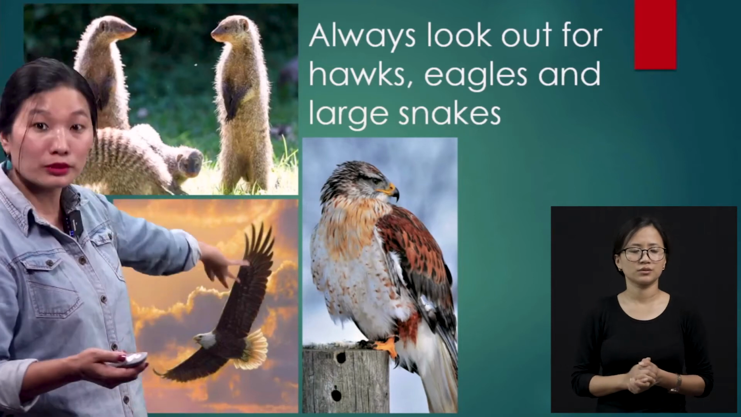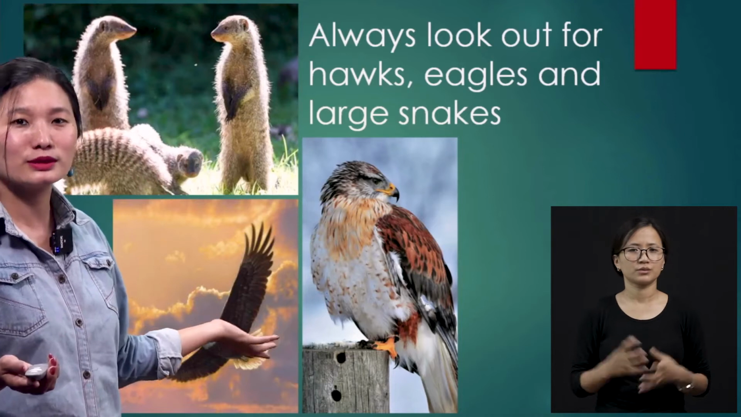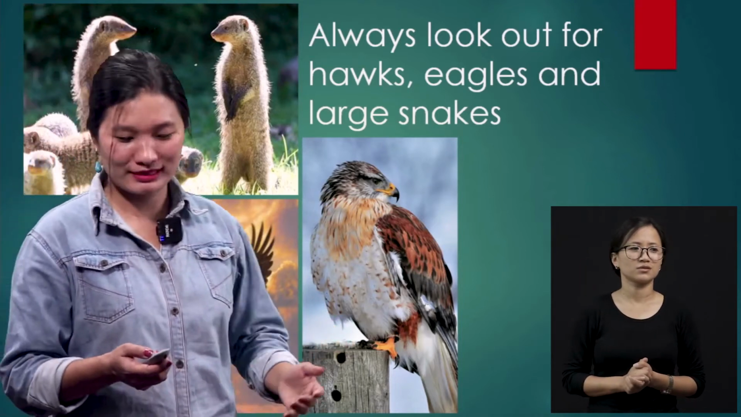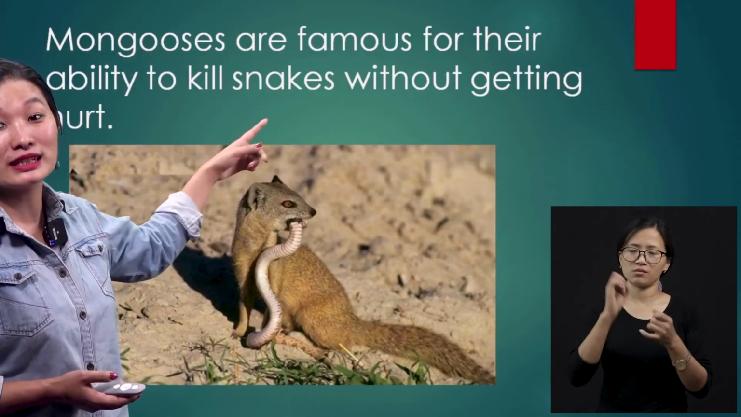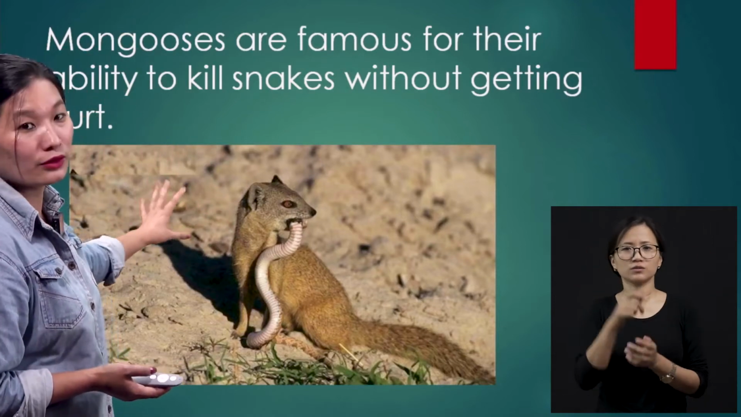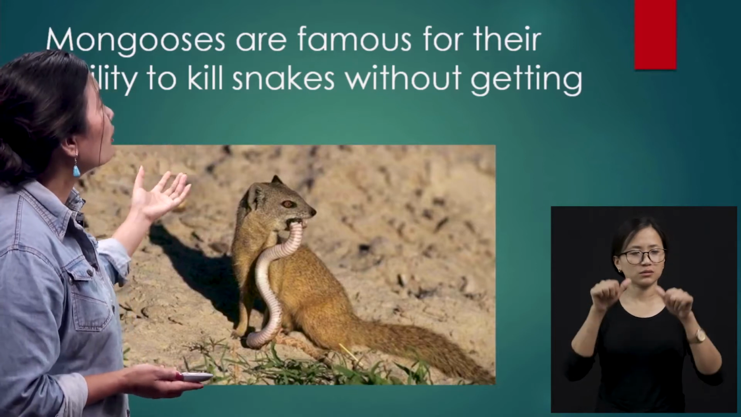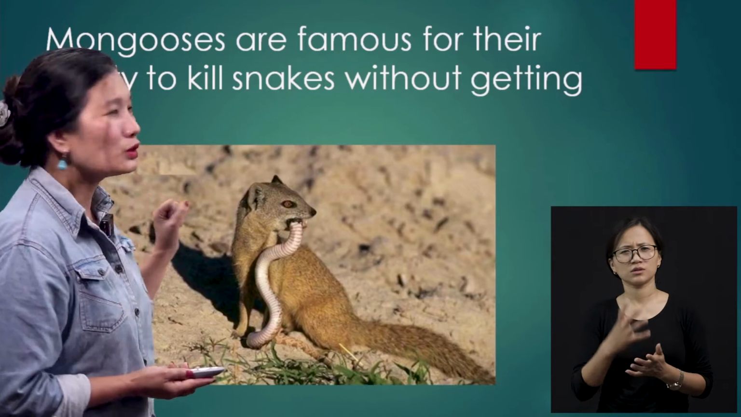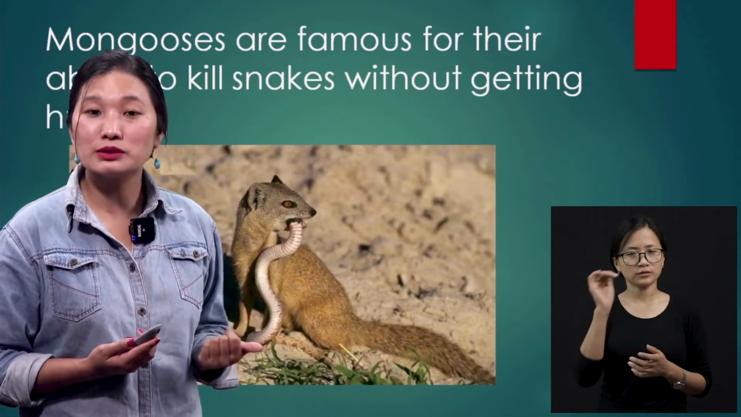I have not given you the picture of a snake because I'm sure everyone knows how a snake looks, and it's not very pleasant to be looking at that every time, isn't it? And mongooses are famous for their ability to kill snakes without getting hurt. Every creature is scared of snakes, but a mongoose has the ability. Because we are all scared of snakes. It's poisonous. It's scary to look at.